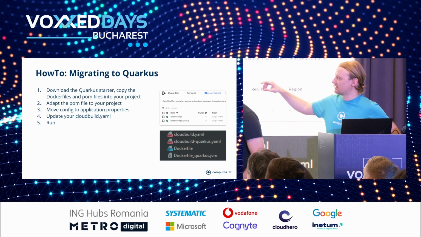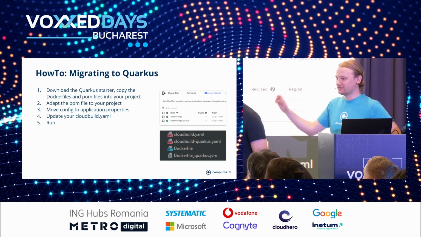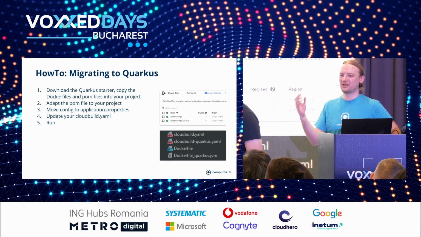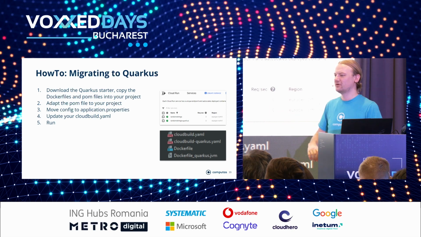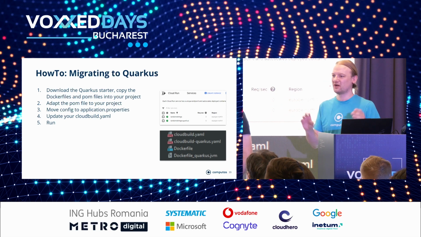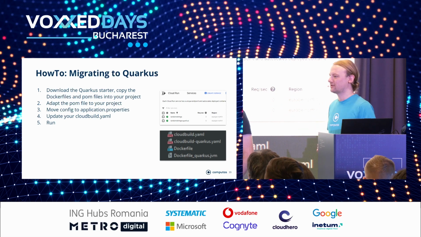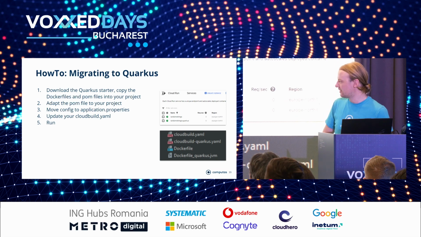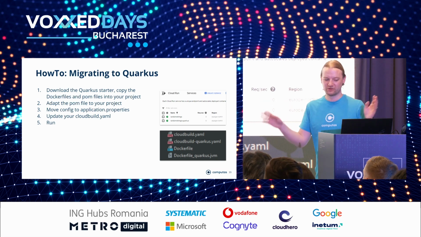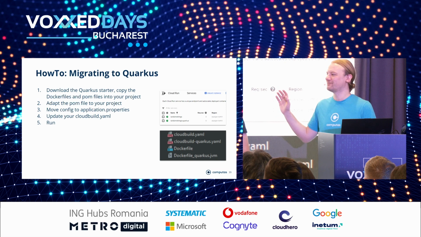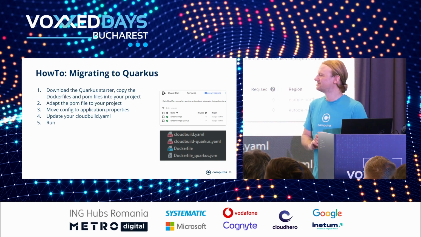So the step-by-step guide is: find the starter for Quarkus, download it, and adapt the POM file to your project. You probably have some custom dependencies, group IDs, artifact IDs, and so on. It's the same for Gradle, by the way. Then move config to application.properties, which is where Quarkus stores things like username and things you set in environment variables, what kind of environment you're in, what database name, all these things. You update your globally.yaml file, which you already talked about, and run. Then run again after you fix the bugs. This is the brief overview, hence the red things that you saw earlier.